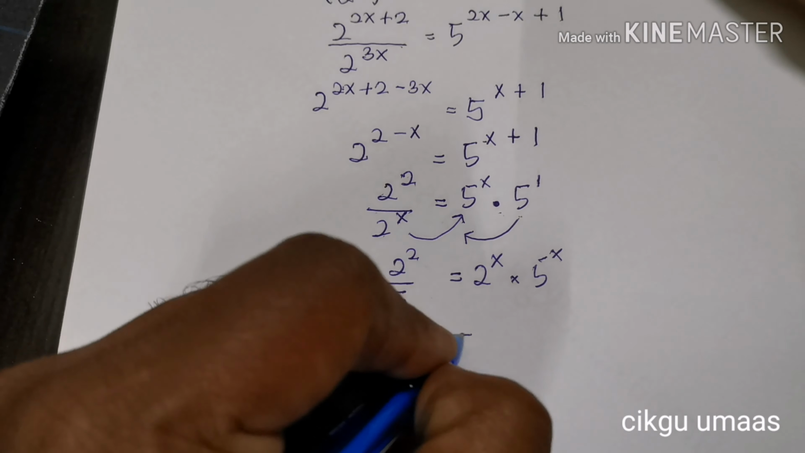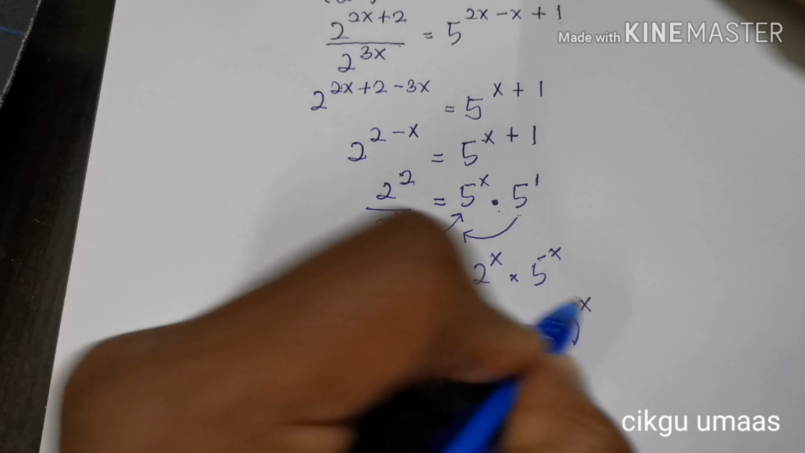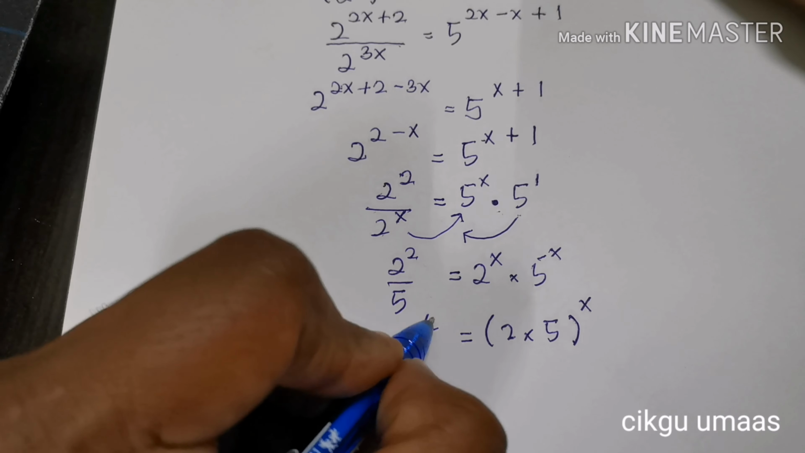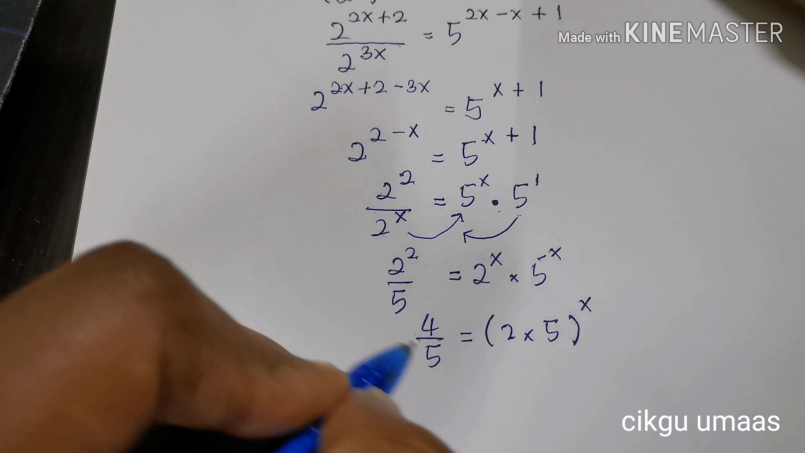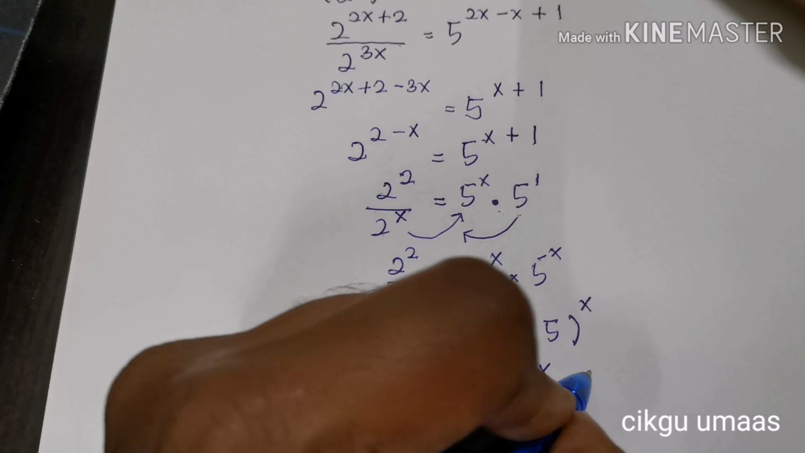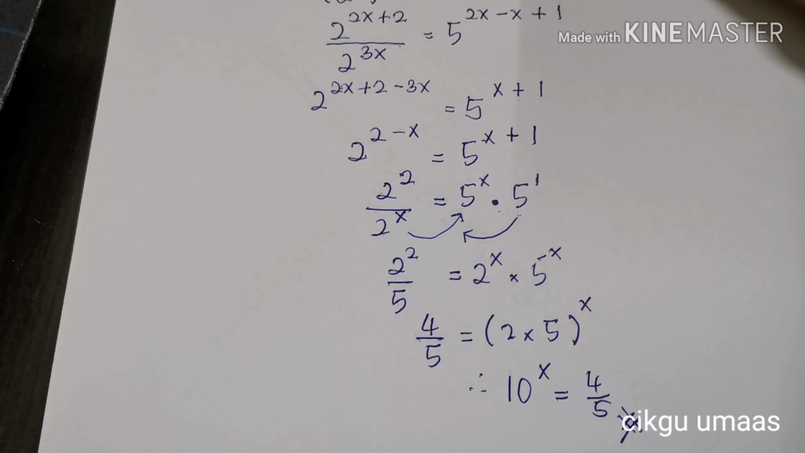So all of us, I think, know this very well. When the power is same, I can actually rewrite this as 2 times 5 to the power of x, and this will become 4 over 5. Therefore 2 times 5 is 10, so I can write 10 power x is actually 4 over 5. I've done my calculation. Thank you.